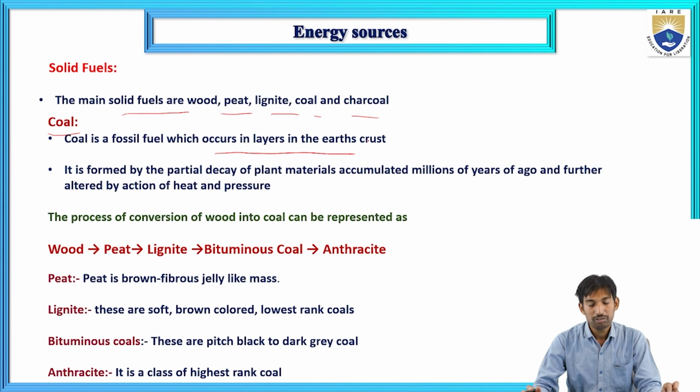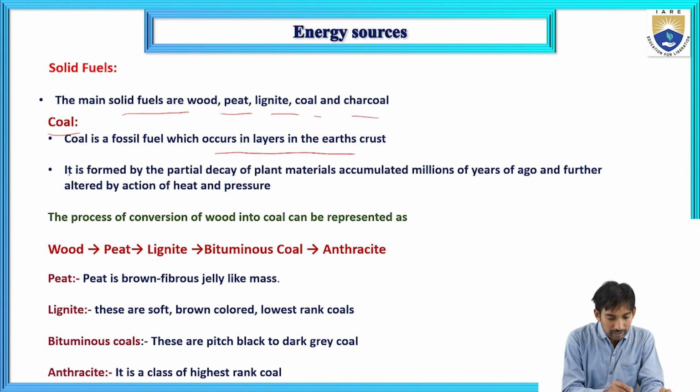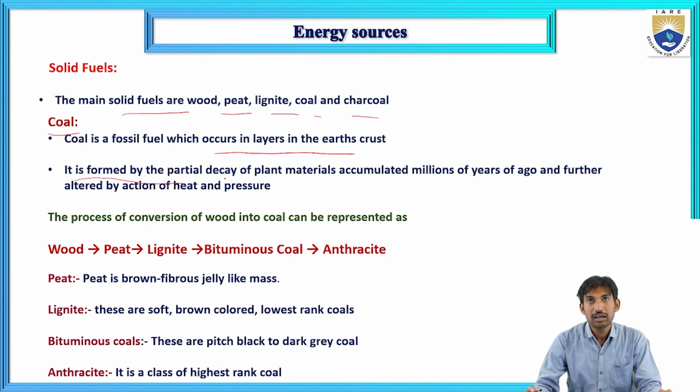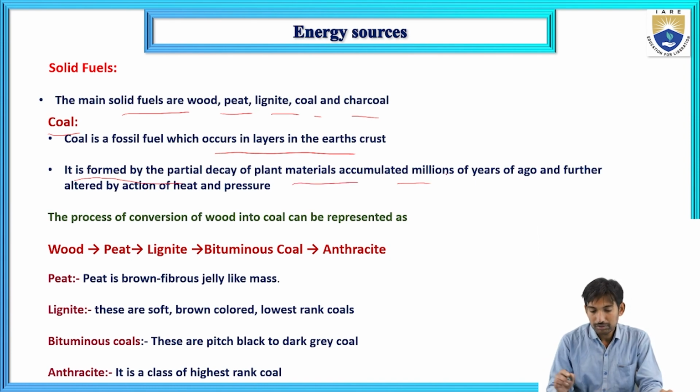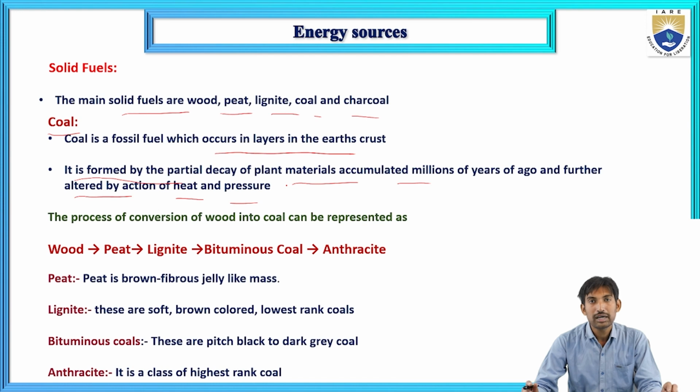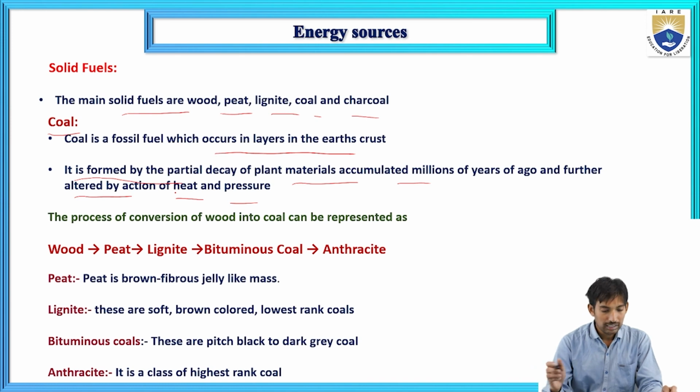Coal is an example for fossil fuel. It occurs in earth crust. It is formed by the partial decay of the plant materials accumulated millions of years ago and further altered by the action of heat and pressure. Because of the heat and pressure, the plant materials present in the earth crust undergo partial decay and form coal.